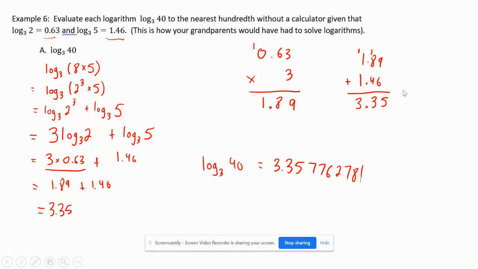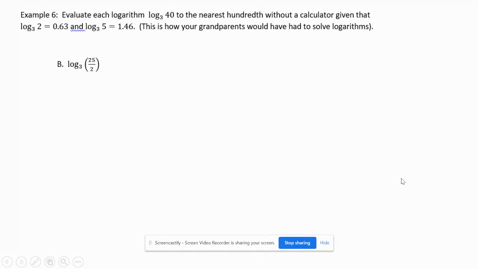Okay, so similar one, if we have log base 3 of 25 over 2. So same thing that we're doing before. This might not have been in your logarithm table over here. So how would you figure this one out? We're going to separate this using subtraction because this is a quotient here. So this is going to be log base 3 of 25 minus log base 3 of 2.